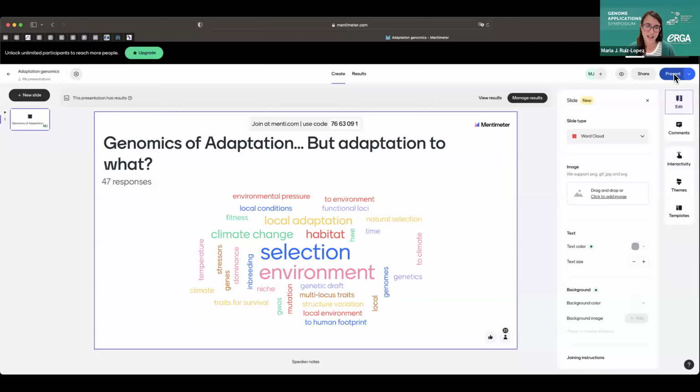So I'm going to give you one more minute so we can keep this going. We have stressors, mutation, gene expression, etc. Structural variation, genomes, environment, temperature, which is very local conditions, local habitat. Selection and environment are the ones that pop up more, but we have this really nice cloud with a lot of little things. So thank you very much.